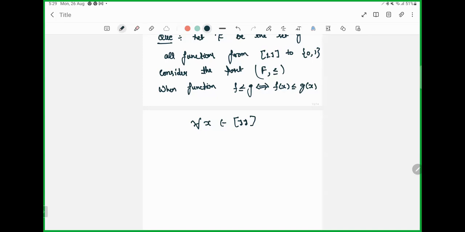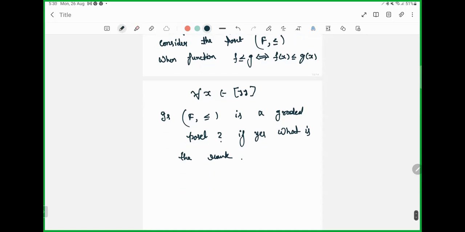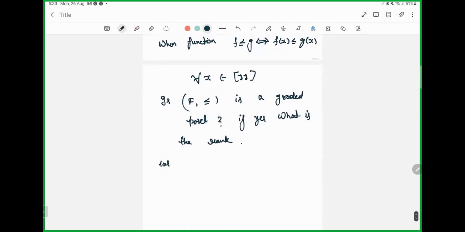So the question is asking, is F with this ordering a graded Poset or not? If yes, what is the rank? So I already recalled the definition initially. If every maximal chain is of the same length, then it is said to be a graded Poset, and the length of the maximal chain is said to be its rank. So yes, let's solve this.